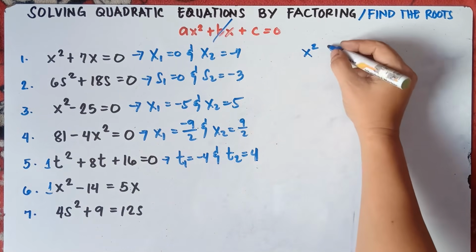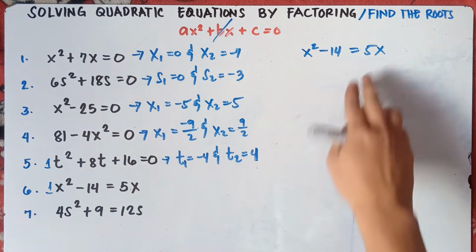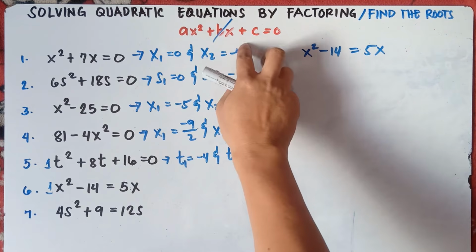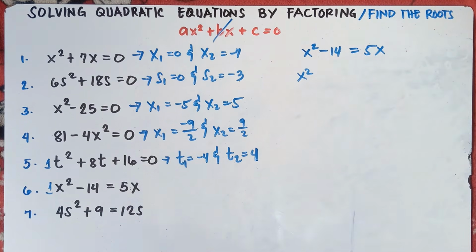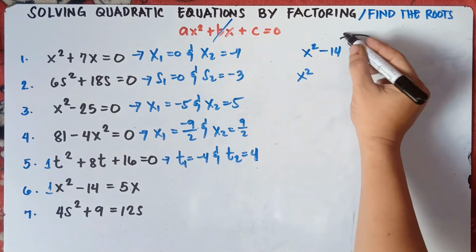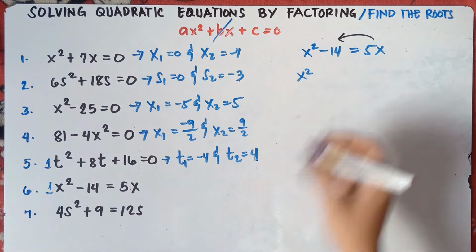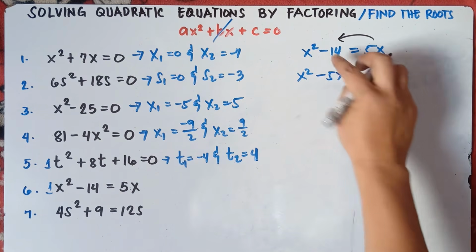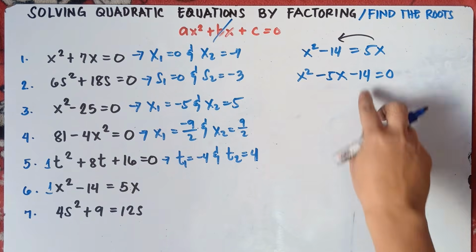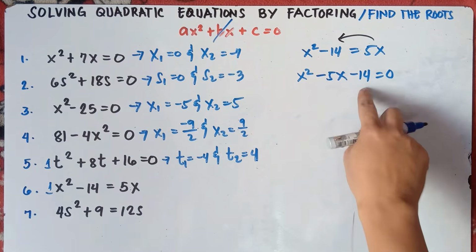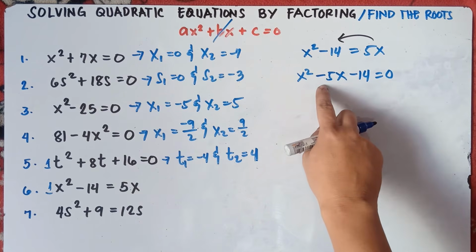So x squared minus 14 equals 5x. Once again, we arrange this one. We need to follow this format. So this will be x squared, transpose positive 5x from the right side of the equation. This is positive, it will be negative. Minus 5x, then copy negative 14 equals 0. So once again, you find two numbers that when you multiply, you will get negative 14, and when you combine, you will get negative 5.